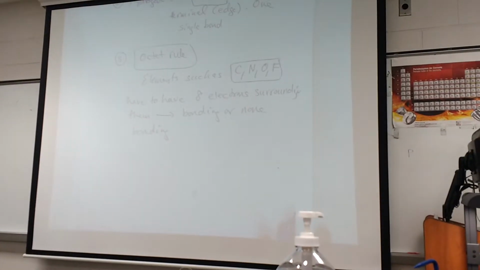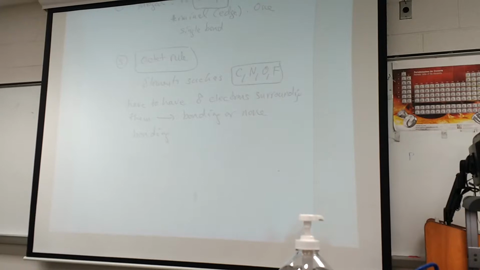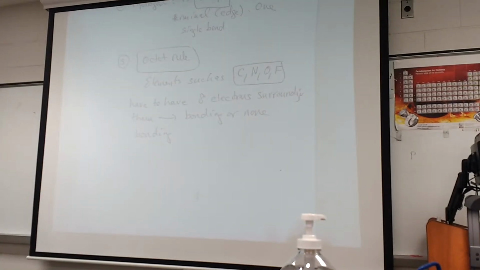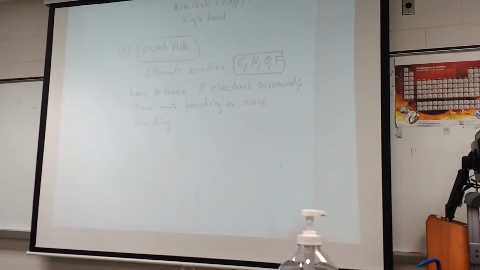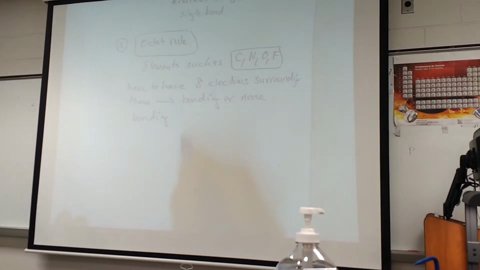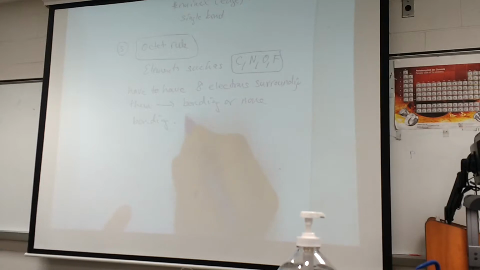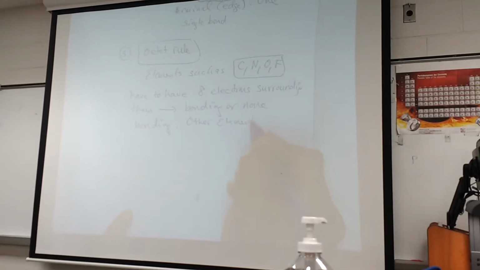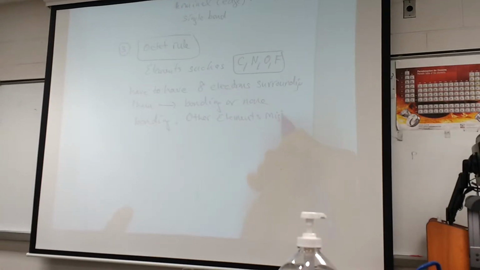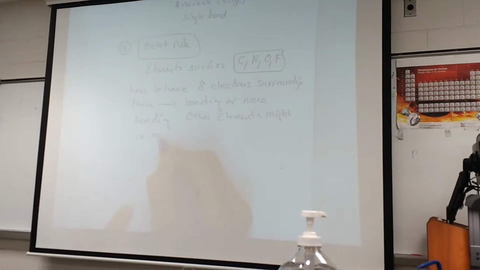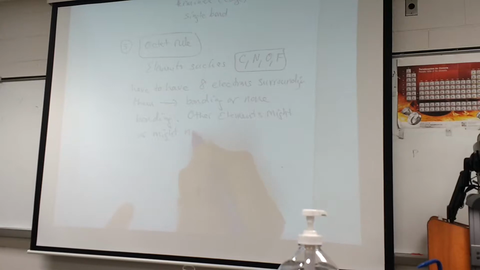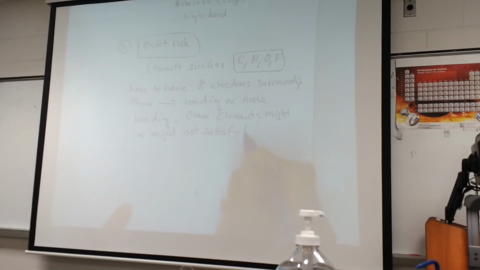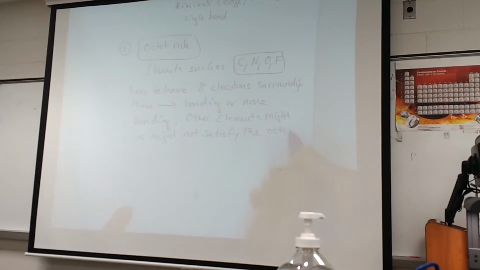Let's look at those rules, and then let's put some examples so we can see. So those are the octet rules. They have to have 8. If I look at this, except for hydrogen. So other elements, look, other elements might or might not satisfy the octet rule, correct?